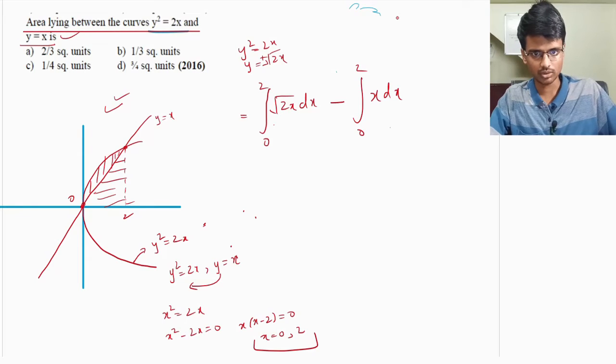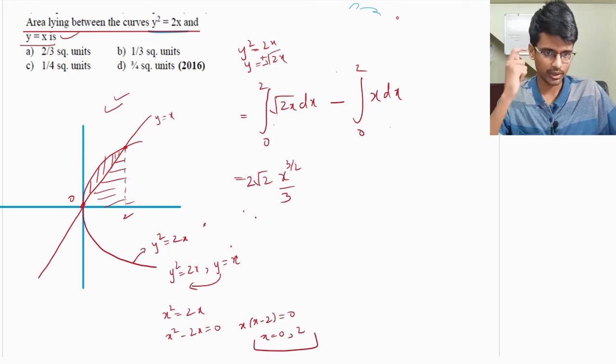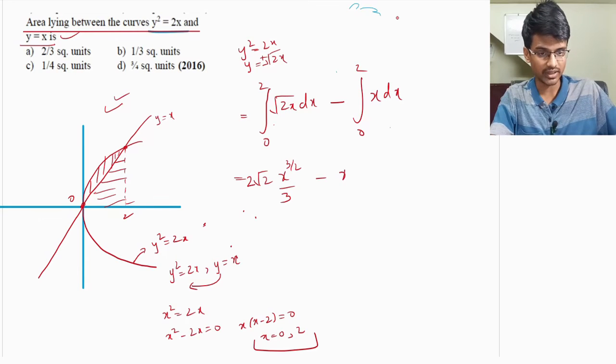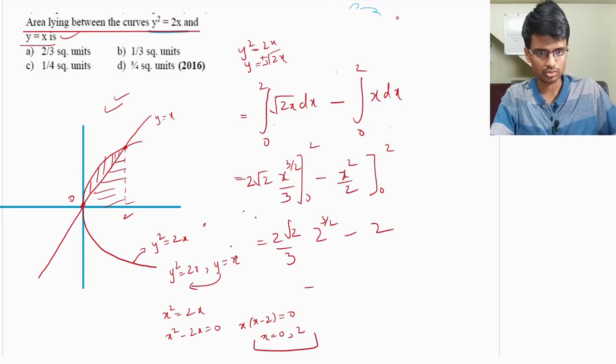Simple, right? So what is the integration of root x? Root x is x power 1 by 2, so it becomes x power 3 by 2 divided by 3 by 2. And integration of x is nothing but x square by 2. Limits are 0 to 2. So what do I get? 2 root 2 by 3, 2 power 3 by 2, minus 2 twos are 4, 2.